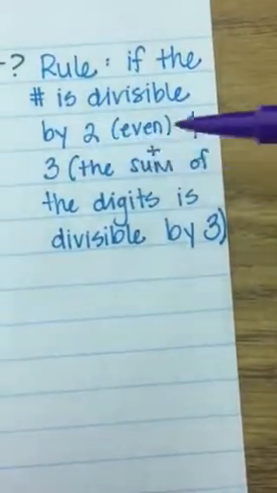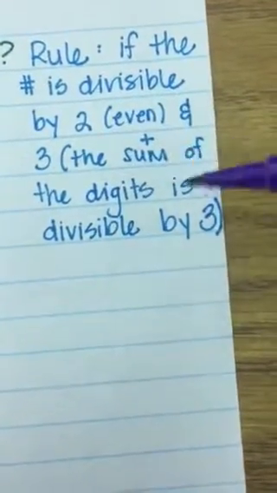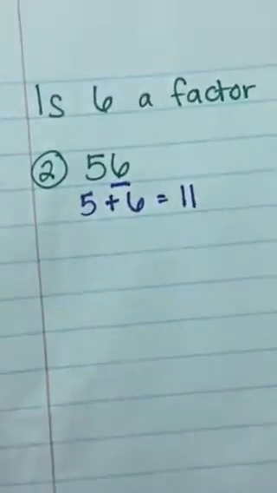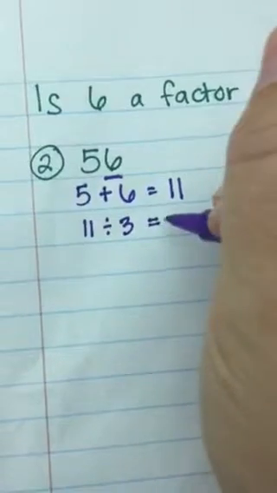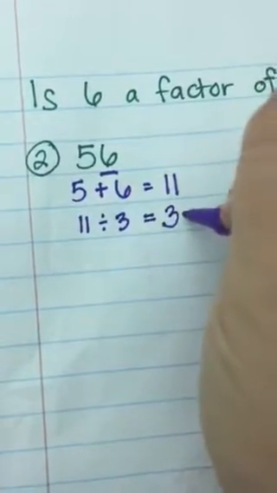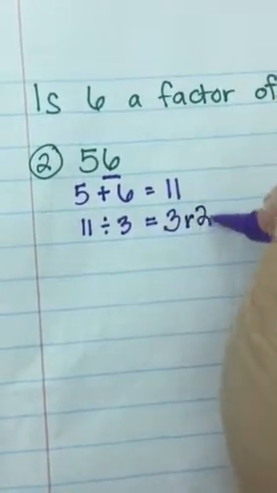Is it divisible by 3? That means the sum of the digits is divisible by 3. So I need to add these two digits together. I'm going to add 5 plus 6, which equals 11. Now I need to ask, is 11 divisible by 3? No, it's not, because that equals about 3 remainder 2.